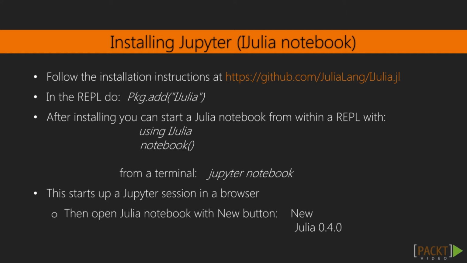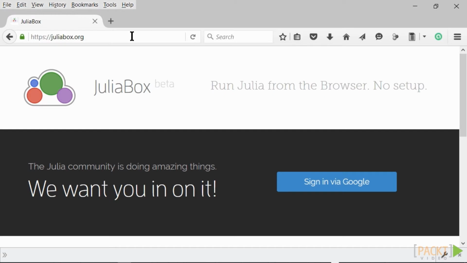For the Jupyter Notebook, we need the iJulia package. Add it to your environment by giving the following command in the REPL: Pkg.add("IJulia"). After installing, you can start a Julia notebook from within the REPL with using IJulia, notebook(), or from a terminal with jupyter notebook.